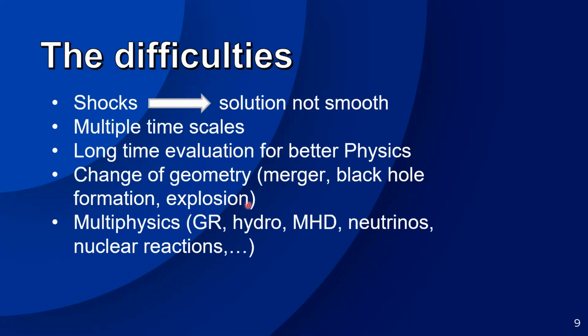You can also have a change of geometry, like two systems merging, like neutron star mergers and black hole mergers. There can also be supernova explosions. There can also be different types of multi-physics systems, like binary neutron star systems. You have to implement GR, general relativity, hydrodynamics, magnetohydrodynamics, and you will also have to deal with nuclear reactions and neutrinos or photons as well. So these are the difficulties which are not actually solvable by finite difference techniques.